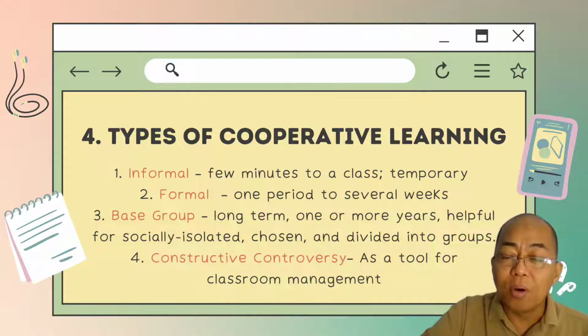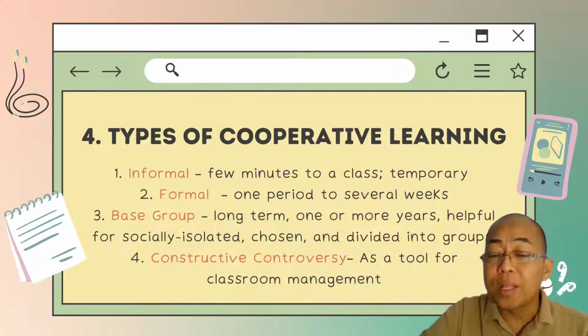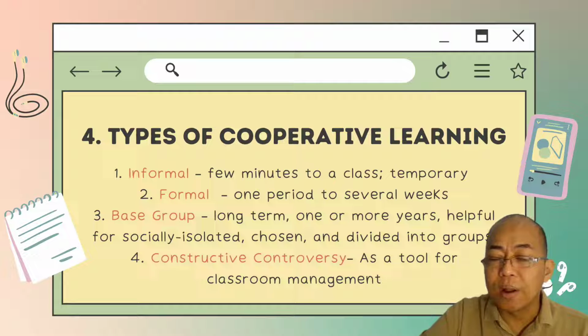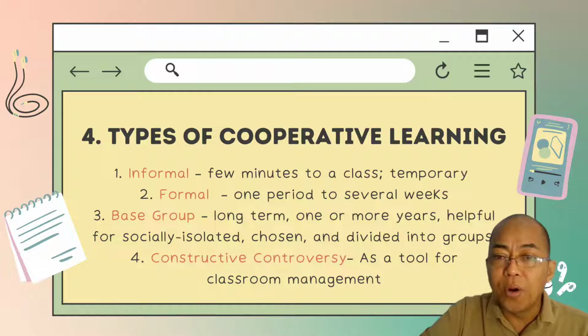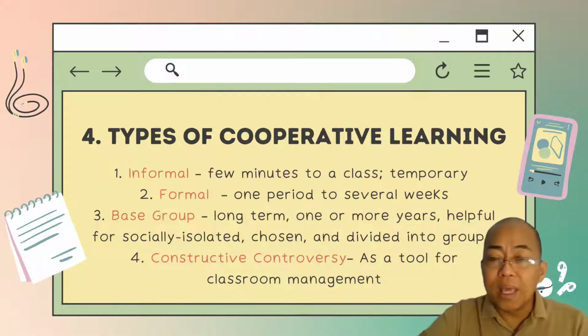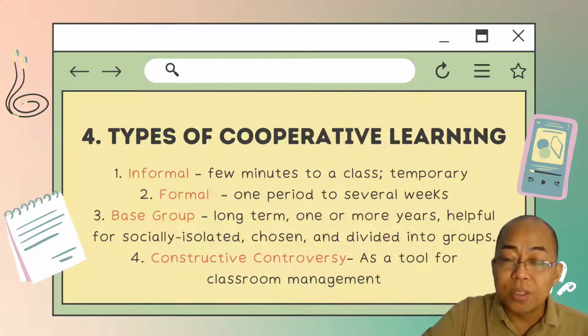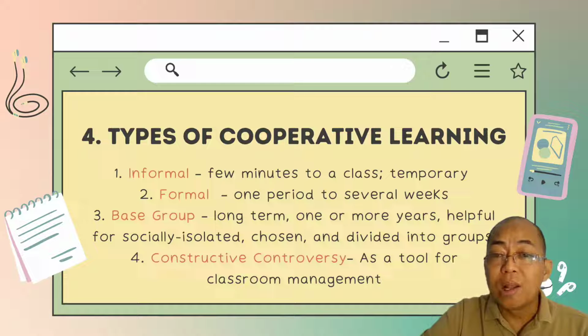The third type of cooperative learning is cooperative base or home group. This type of cooperative learning can last from, let's say, one semester to a year or even more. In my case, at the beginning of the semester, I organized my class into learning groups, and I'm happy that even after one semester, they continued with their learning groups.